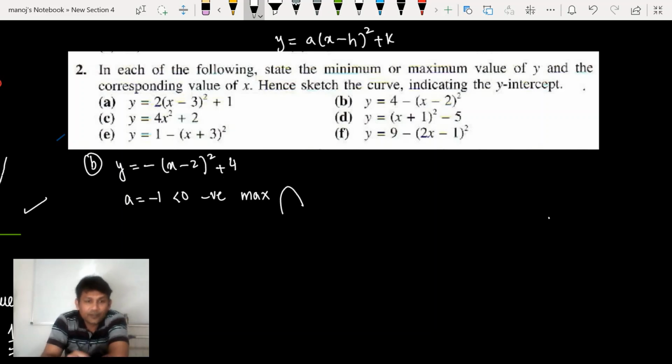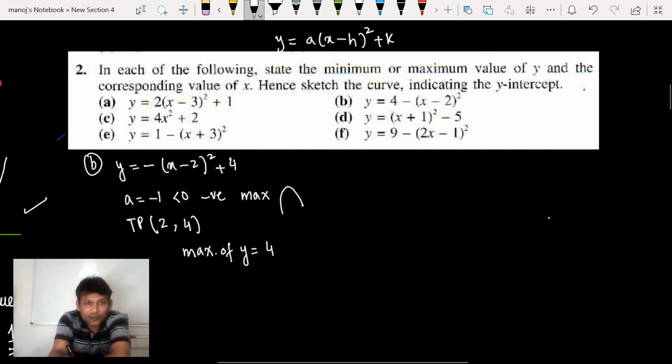First thing we have decided. Now the turning point is coming. This negative will become positive, so we write h, and k is 4. So the turning point, and they asked to find the minimum or maximum. The maximum value of y is 4. Here, the turning point, this is the maximum value of y, which is 4. We have done the first part, and the corresponding value is x is 2 and y is 4. Hence, sketch the curve.